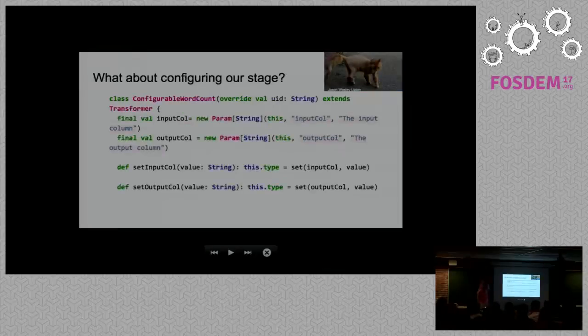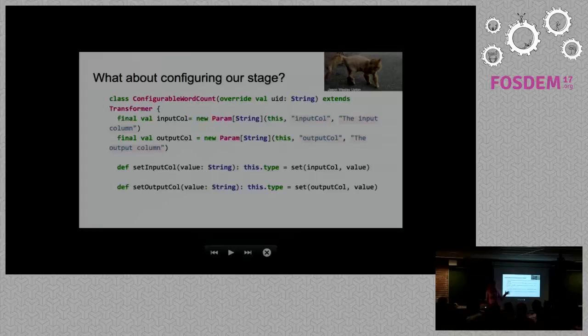And then we need to configure our pipeline stage. For pipeline stages in Spark, we use this parameter interface. This gives Spark a standard way of configuring and doing parameter grid searching. You probably wouldn't do a parameter grid search on your output column. It'd be a little weird. But you might do it on your input column.